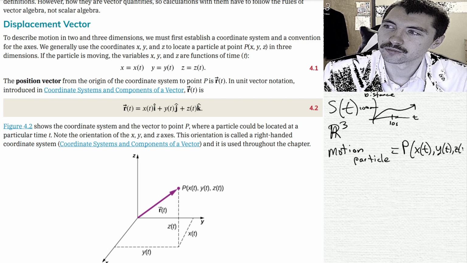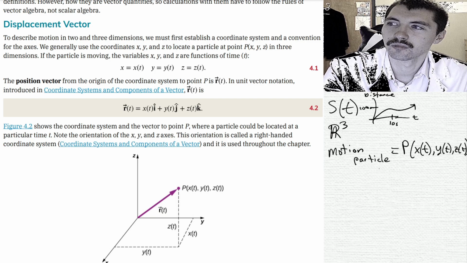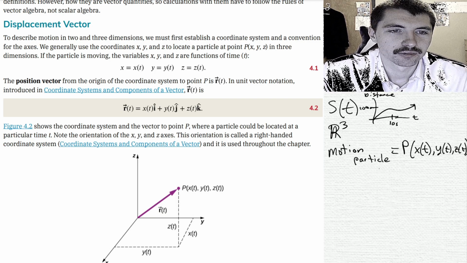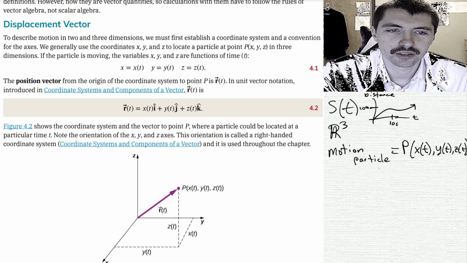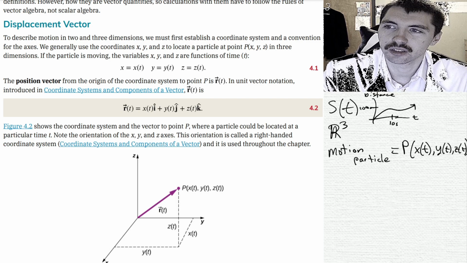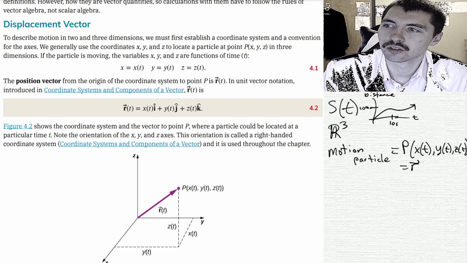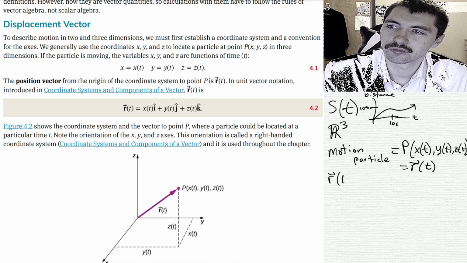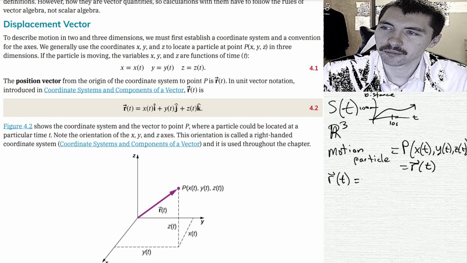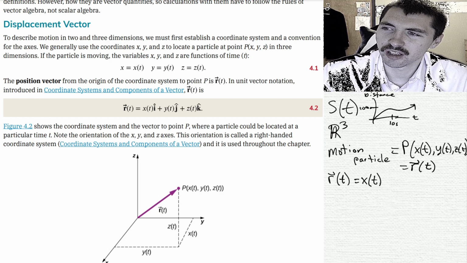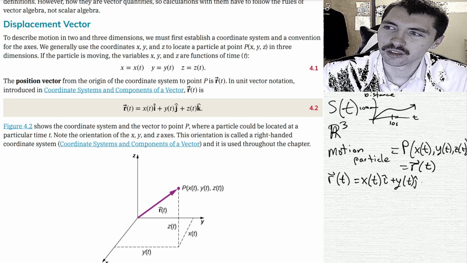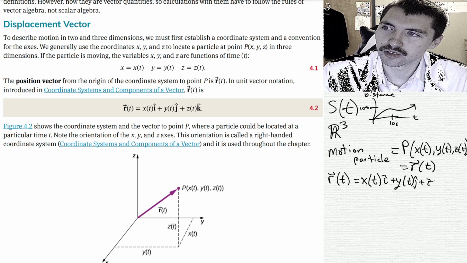So motion is described as a point with a set of functions, the position vector. They're calling this R of t. I know it's kind of redundant to be rewriting it, but it's helpful for me, and it's probably helpful for you just to get the motor practice, because sometimes when you rewrite it, you find your own way.